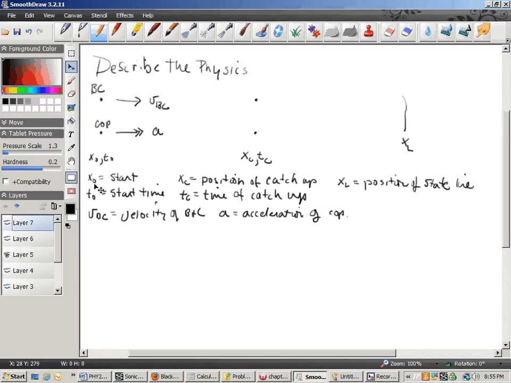And we define our quantities: x0 as the start position, t0 the start time, xc the position of catch-up, tc the time of catch-up, xl the position of the state line, and we have v_bc, the velocity of Bonnie and Clyde, and a, the acceleration of the cop, and we know these are 108 kilometers per hour and 2 meters per second squared. The target quantity of interest is xc. Where does the cop catch up to Bonnie and Clyde?